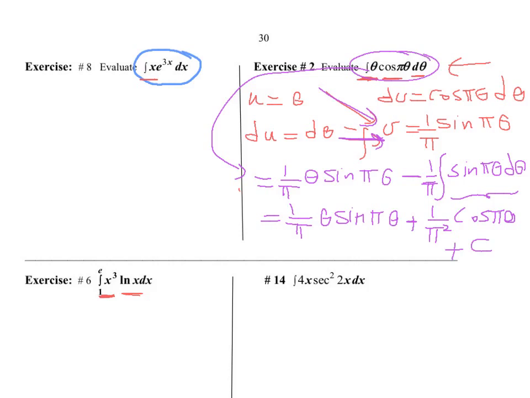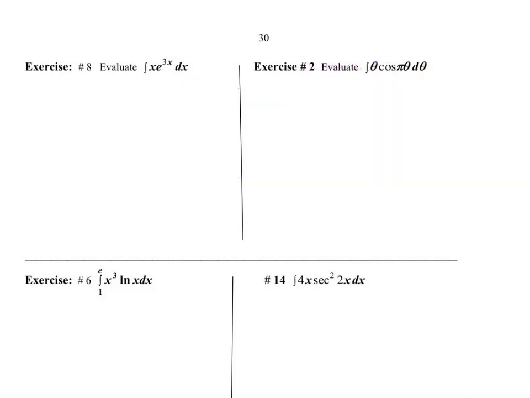So what do we learn from this exercise? We have learned that if we have a polynomial like x or theta here times a sine or cosine, u has to be taken as the polynomial like x or theta or x squared, and sine and cosine has to be taken as dv. Number 6. Now here we have a polynomial which is x to the power 3 times ln x.